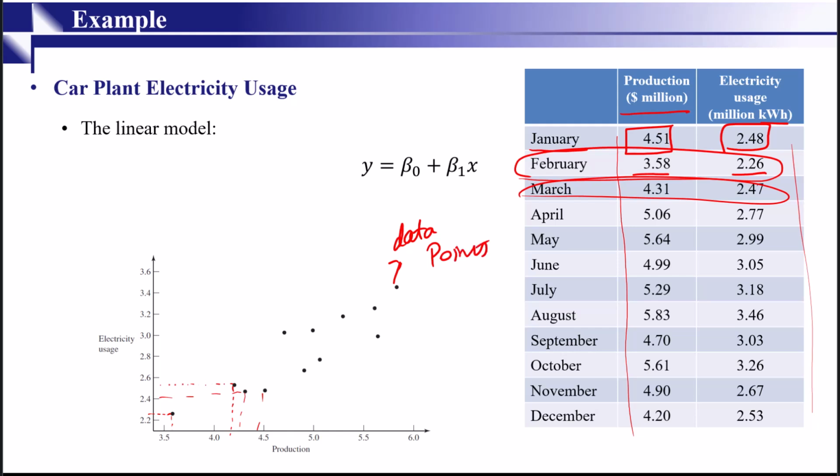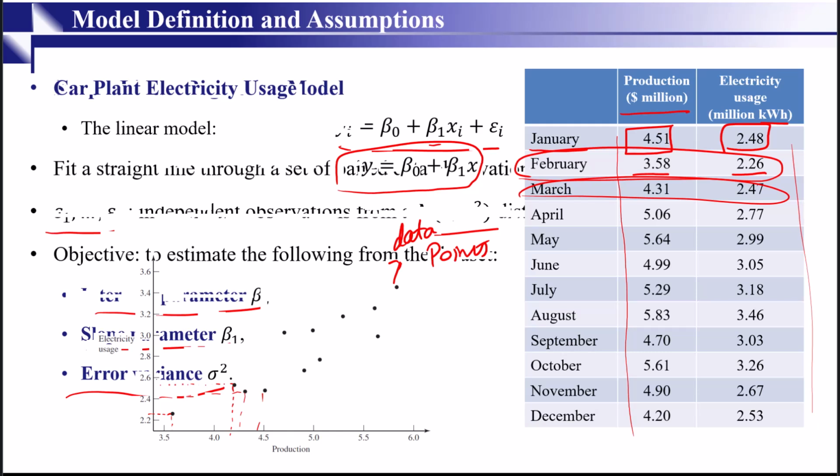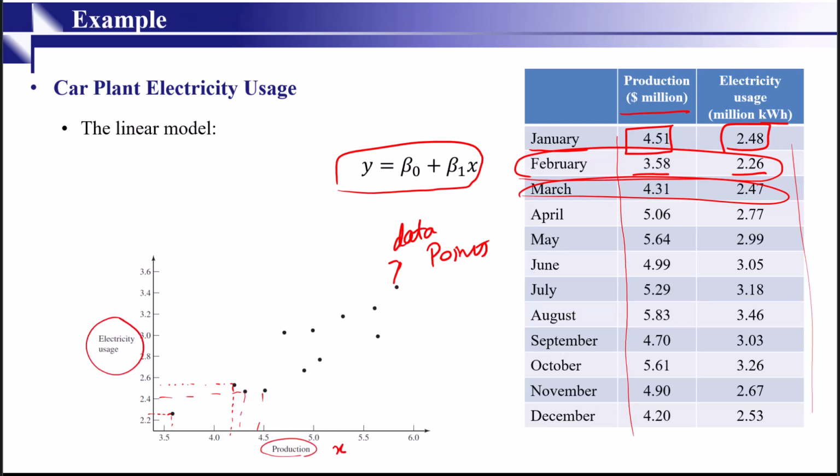So our model is y is equal to beta 0 plus beta 1 x. In this example, production is fixed, so production is x and electricity usage is y. So this is the independent variable and this one is the dependent variable. It means the amount of electricity usage is based on the production.